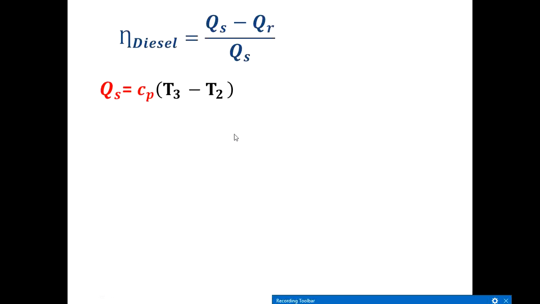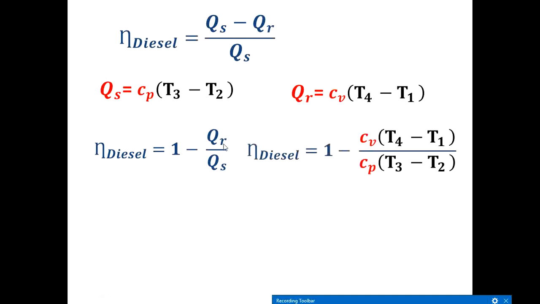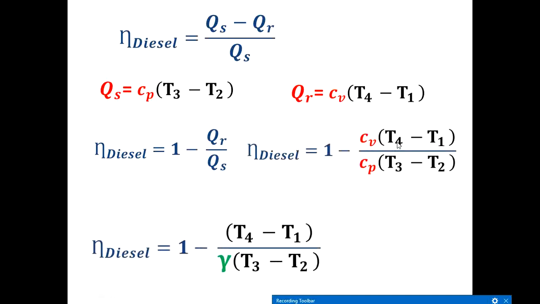From the PV diagram, Qs is equal to Cp into T3 minus T2. Why Cp? Because heat is added at constant pressure, and heat is rejected at constant volume, Qr is Cv into T4 minus T1. Therefore, your equation will be Cv into T4 minus T1 divided by Cp into T3 minus T2. Therefore, efficiency: you know that Cp by Cv is gamma, but here it is Cv by Cp, therefore 1 upon gamma. Therefore, this is the equation.